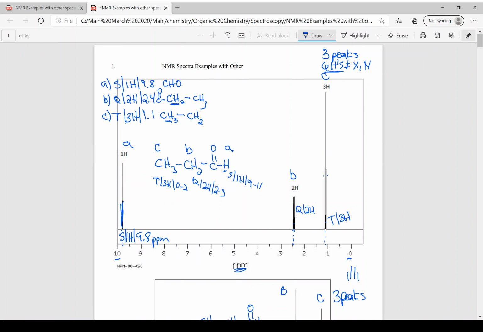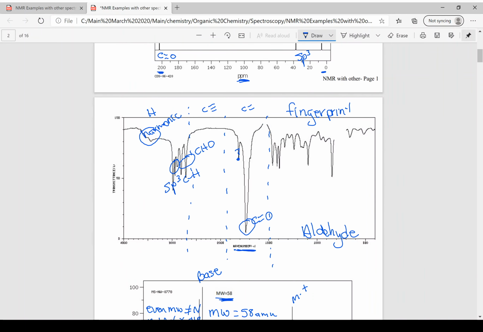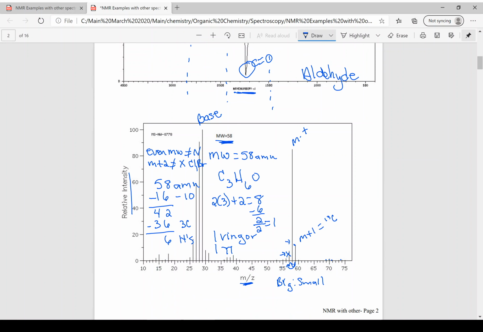So when you're finished, you're going to have everything labeled, your interpretation, and then your final structure labeled with the peaks belonging to whom, so the A, B, and C labeled where they're supposed to be. Same thing on the carbon-13. That's how you would label the IR, and that is how you would label the mass spec.